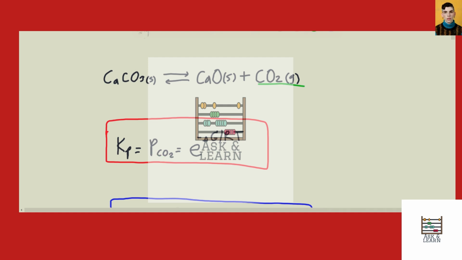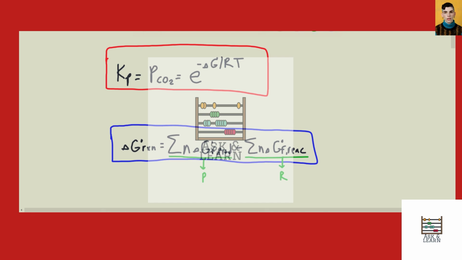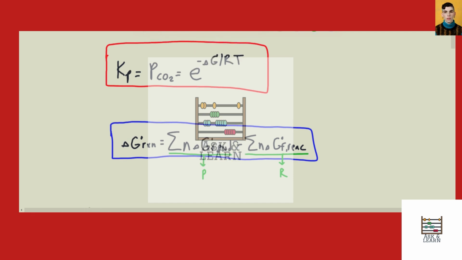And so we know that there is an equation then to find the equilibrium constant using the change in Gibbs free energy of the reaction. So if we plug in values to solve for that value for the equilibrium constant, we know that that will also equal the partial pressure of CO2 at those conditions. So next we need to solve for the change in Gibbs free energy of the reaction.